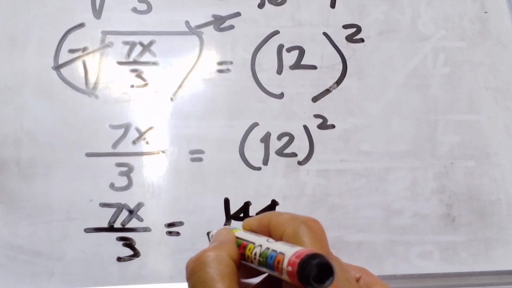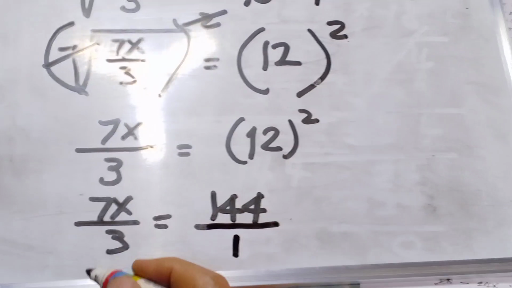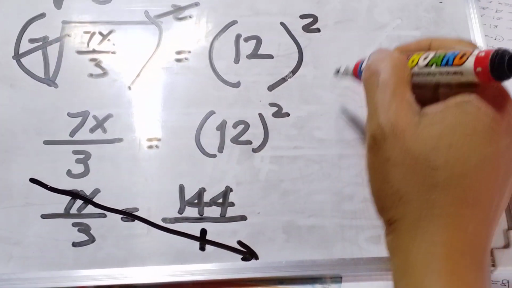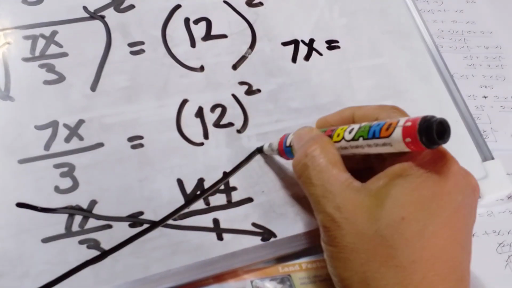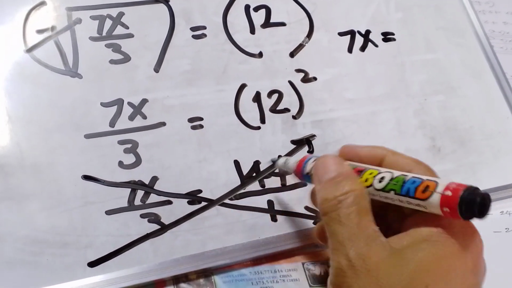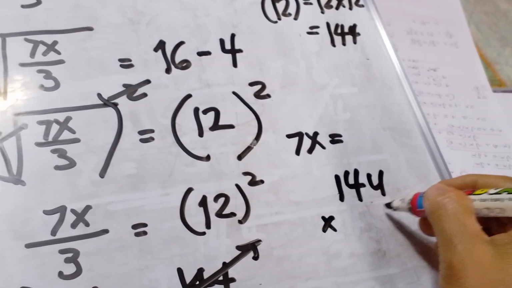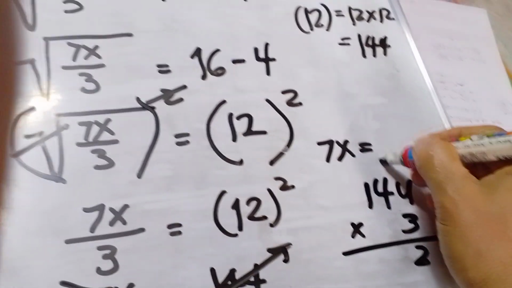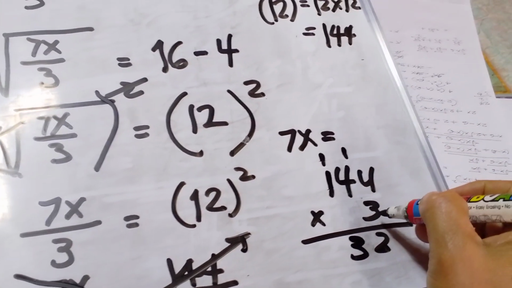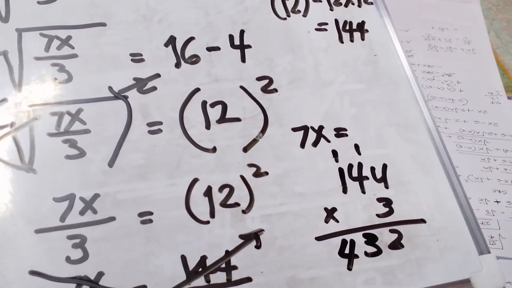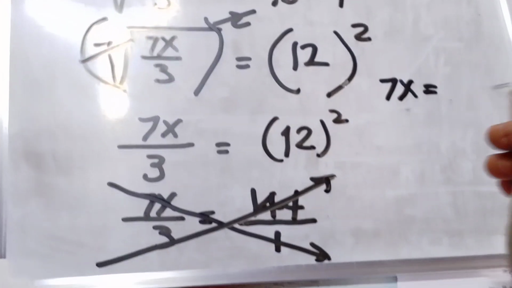Since there is no denominator, I have to put 1 as a denominator, and then apply cross multiplication. So I have here 7x is equal to, and then cross multiplication, multiply 144 and 3. So 144 times 3. So this is 12, carry 1. 12 plus 1, 13, carry 1. 1 times 3 is 3 plus 1, 4. So 144 times 3 is 432.